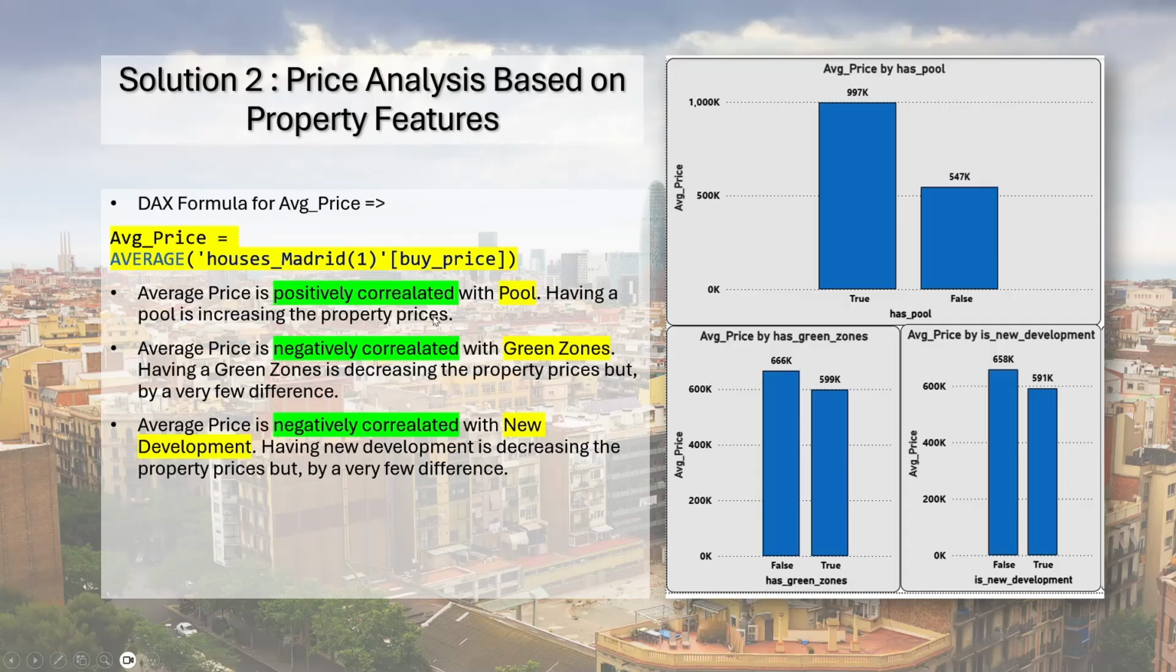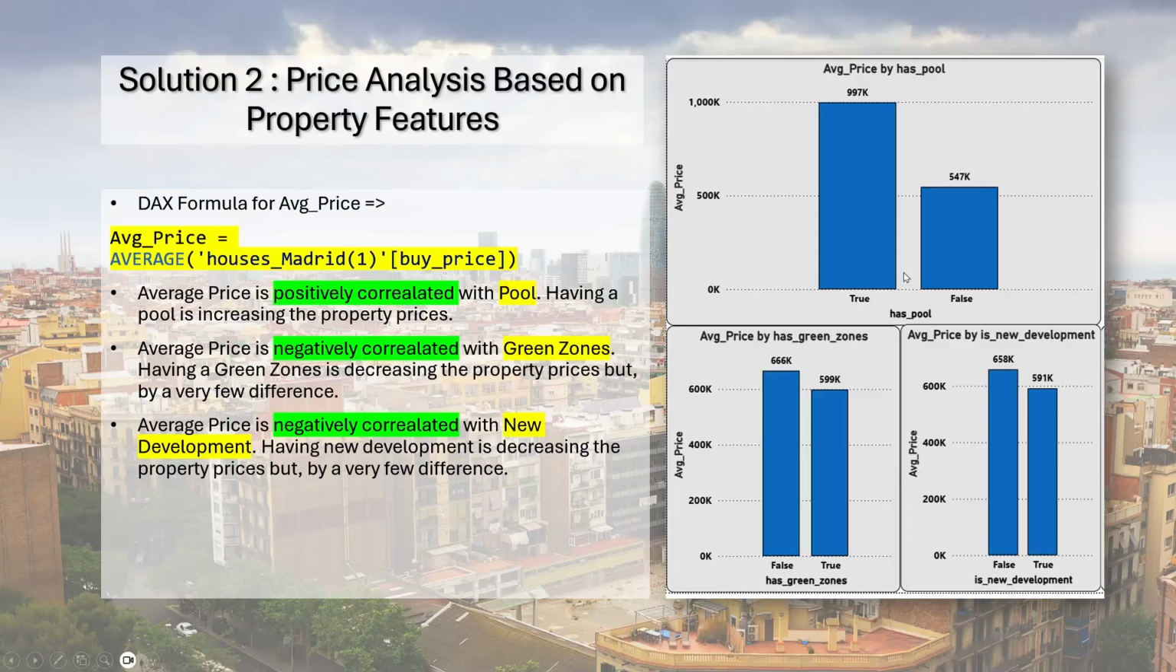Average price of property is positively correlated with the pool. Having a pool increases the property prices. Another observation was average price is negatively correlated with green zones. Having a green zone decreases the price, but with a very small difference. And the third observation was average price is negatively correlated with new development. Having new development decreases the property price, but again with a very small difference.